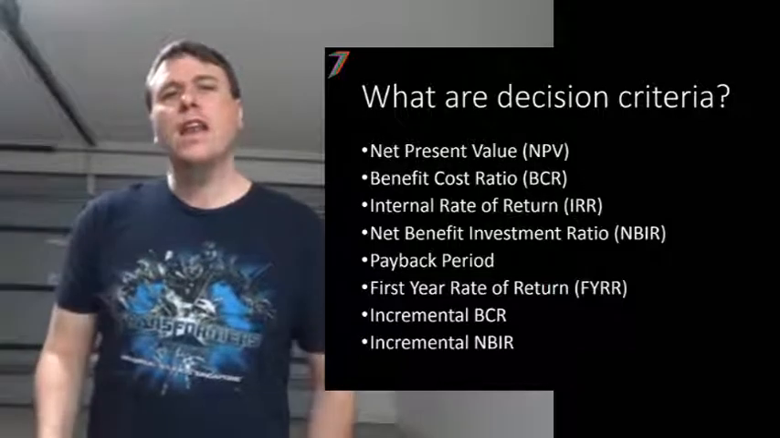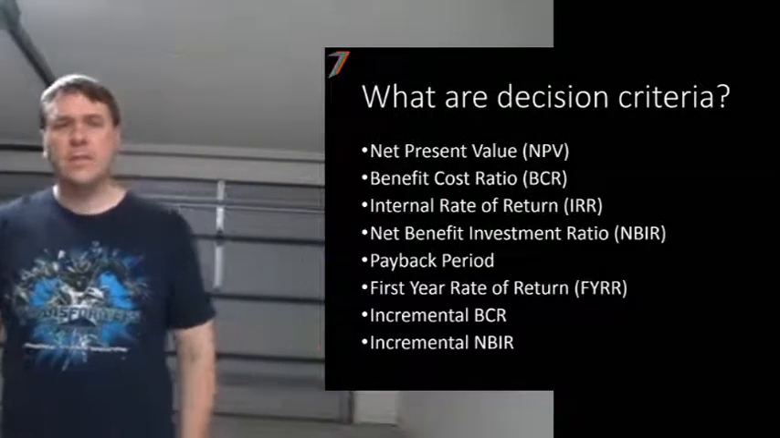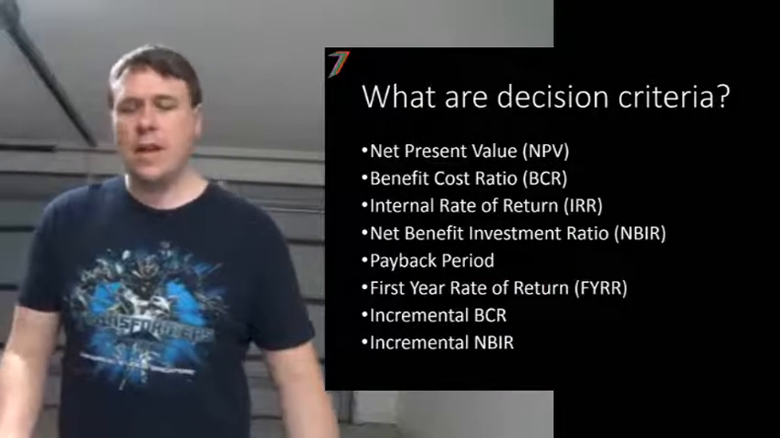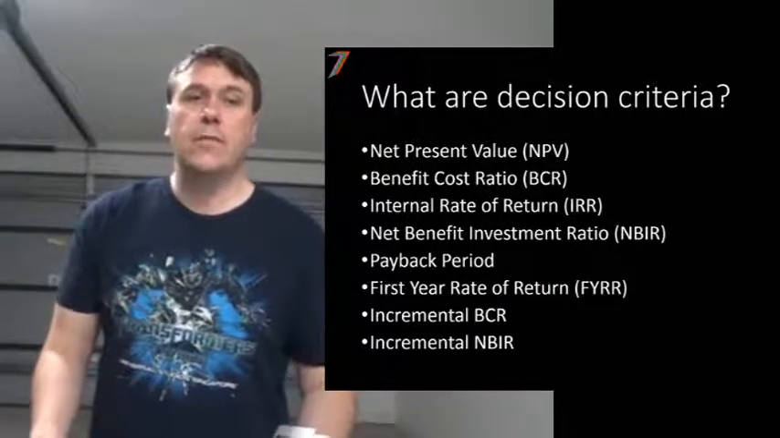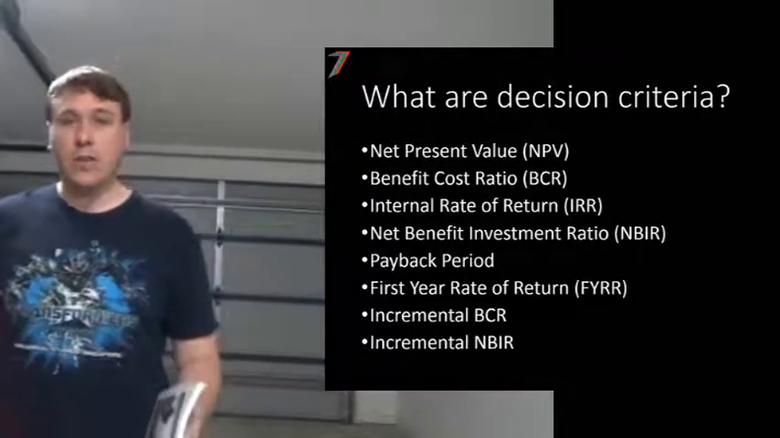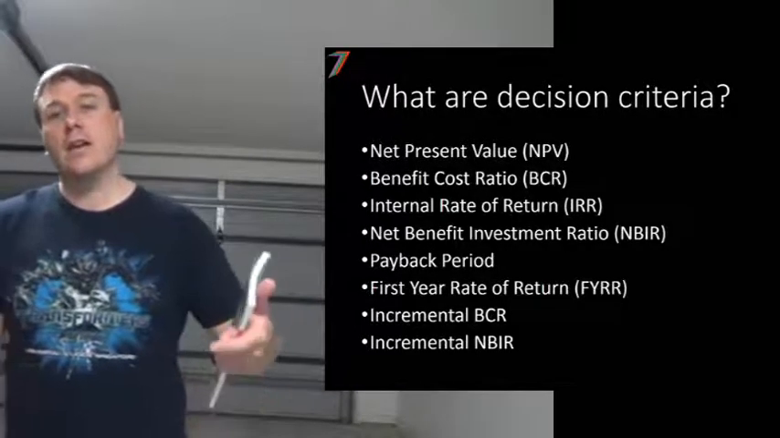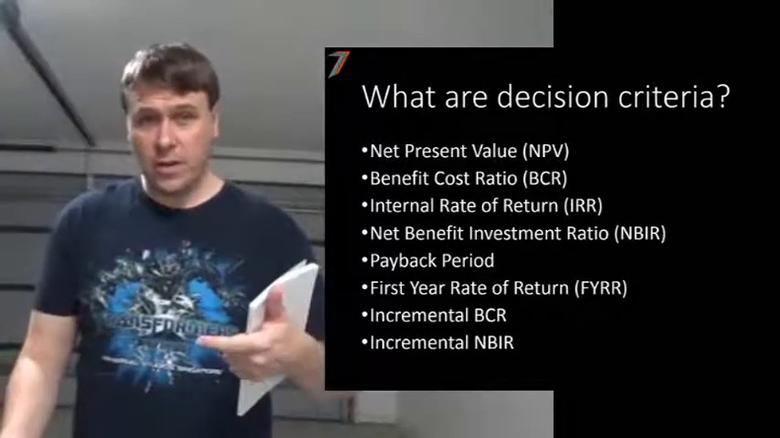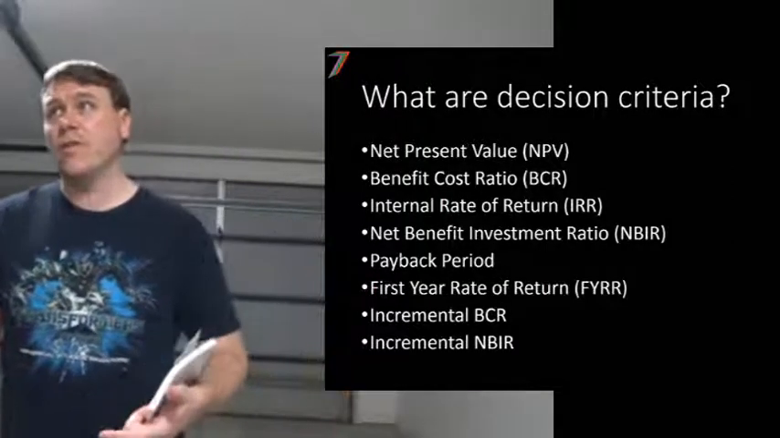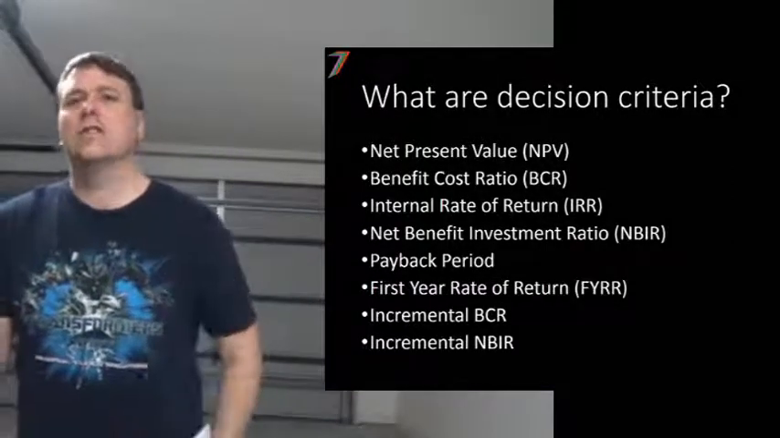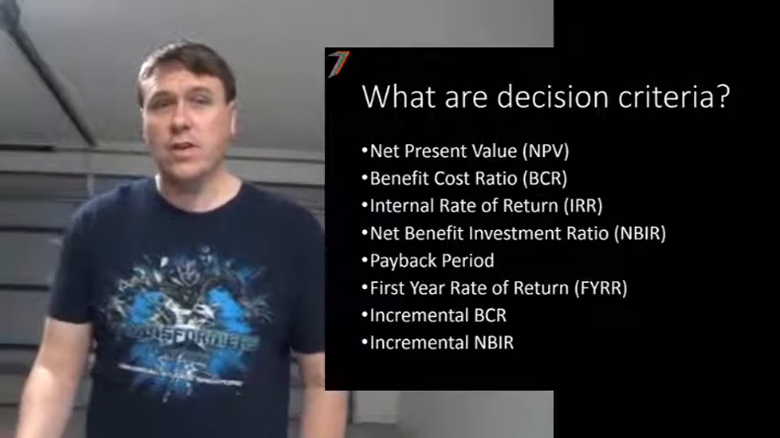Okay, so let's start with the net present value. That is basically comparing your discounted benefits with your discounted costs, and the difference is your net present value. There's also the benefit cost ratio, so that is your discounted benefits divided by your discounted costs. In order for your project to be viable, your benefits need to be greater than your costs, so therefore your benefit cost ratio needs to be greater than 1.